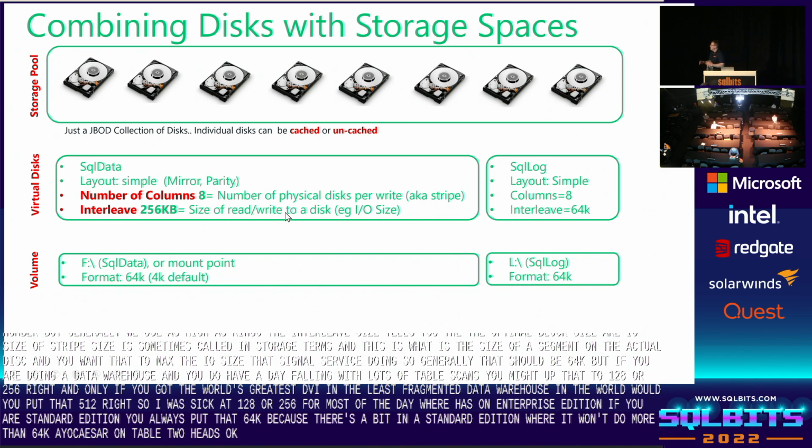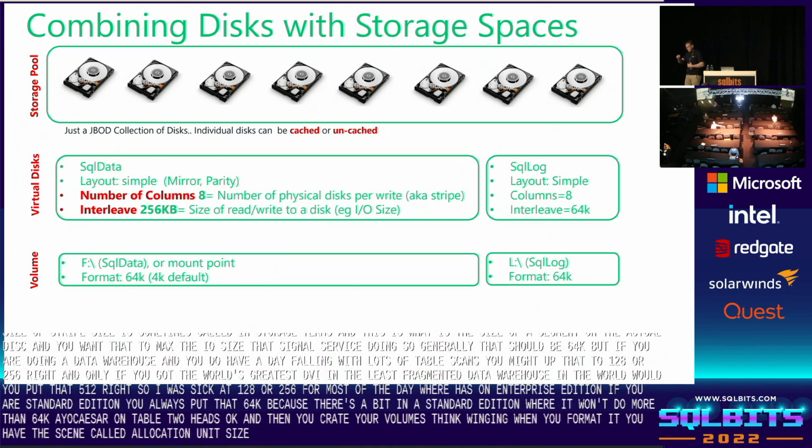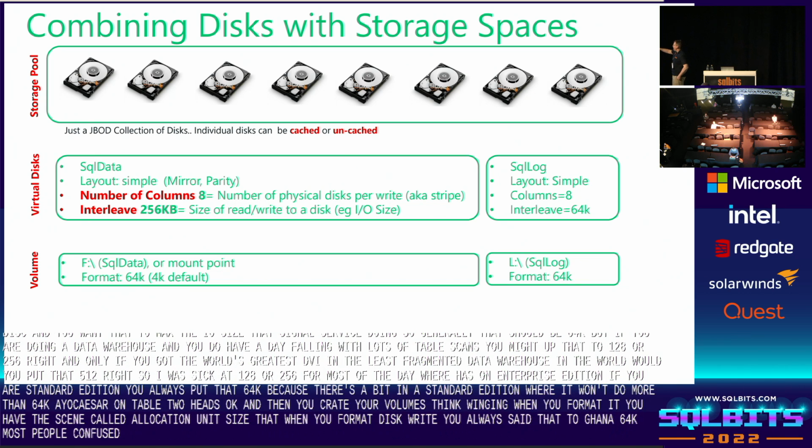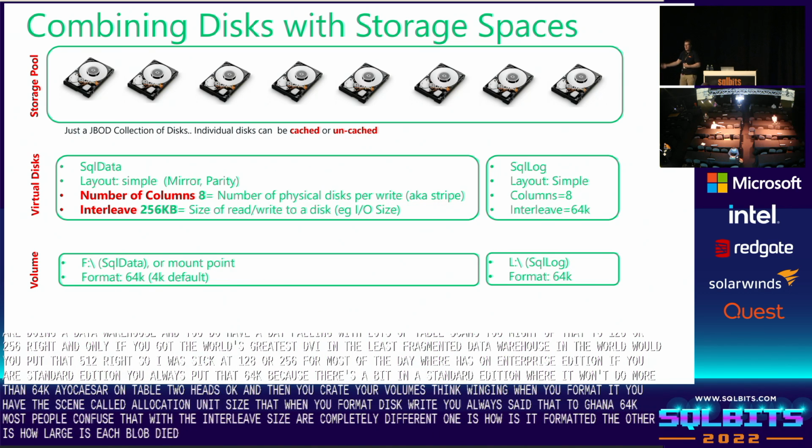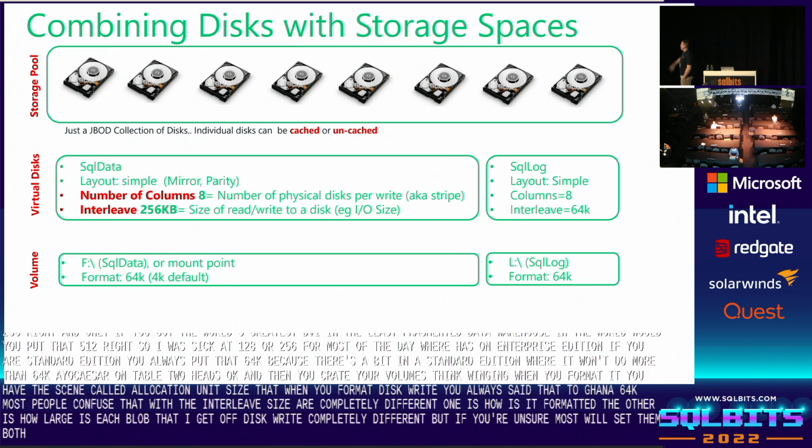Okay, and then you create your volumes. When you format a disk, you have this thing called an allocation unit size, and you always set that to 64K. Most people confuse that with the interleave size. They're completely different. One is just how the disk is formatted. The other is how large each blob is that I get off the disk. They're completely different, but if you're unsure, most people set them both to 64K.